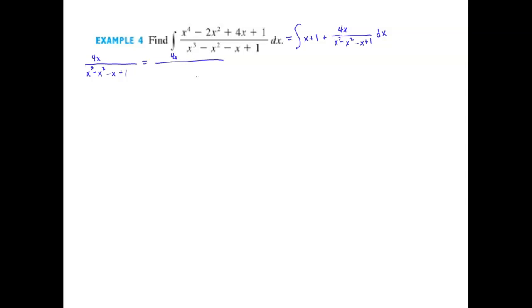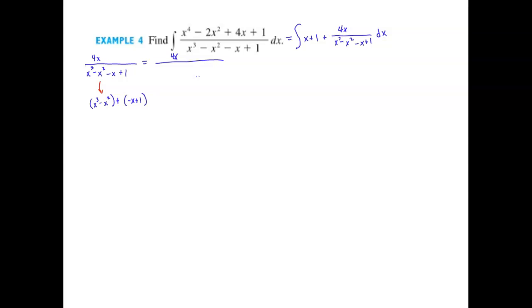All right, so here's how we factor by grouping. You're literally just going to group terms. So I'm going to do x cubed minus x squared, plus negative x plus 1. Okay, so I just grouped two terms.